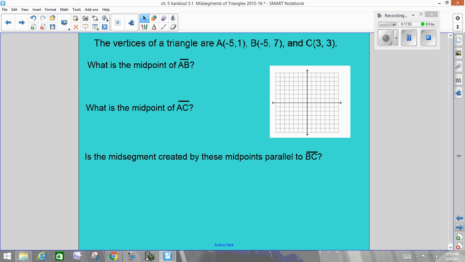All right, next one. The vertices of a triangle are A, B, and C. We have to find the midpoint of 2 of the segments and then decide if any segments are parallel. Let's graph them. We're going to label your points. It says it's the vertices of a triangle, so make them a triangle. And the first part tells us to find the midpoint of segment AB.